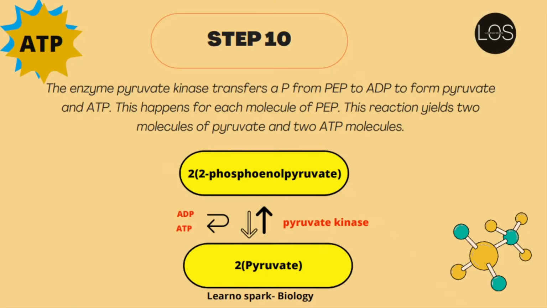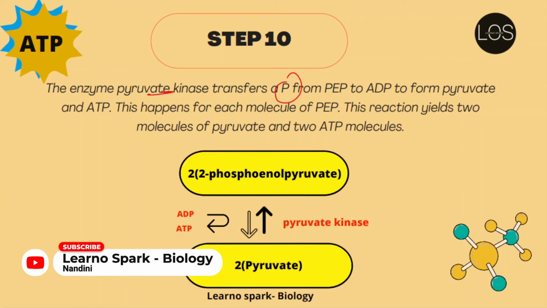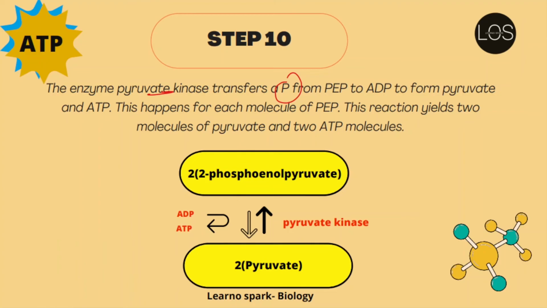In the last step, enzyme pyruvate kinase transfers a phosphate group from phosphoenol pyruvate to ADP, and ADP gets converted into ATP. So we will be getting 2 ATPs over here, as 2 phosphoenol pyruvates are there in the reaction and 2 phosphate groups are being removed. So 2 ADP will be converted into 2 ATPs. And by the end of this reaction, we will be left with 2 molecules of pyruvate.